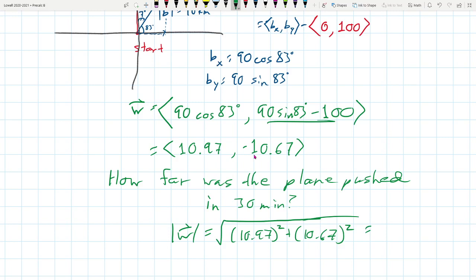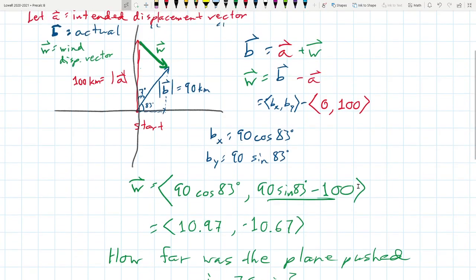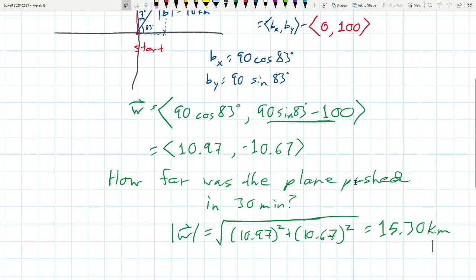10.97 squared, 10.67 squared, and we're going to take the square root of that, and that ends up being 15.30 kilometers. And so we're almost there. So what does this mean? In half an hour, the plane has been pushed 15.3 kilometers. And so we need to just take that 15.3 kilometers.